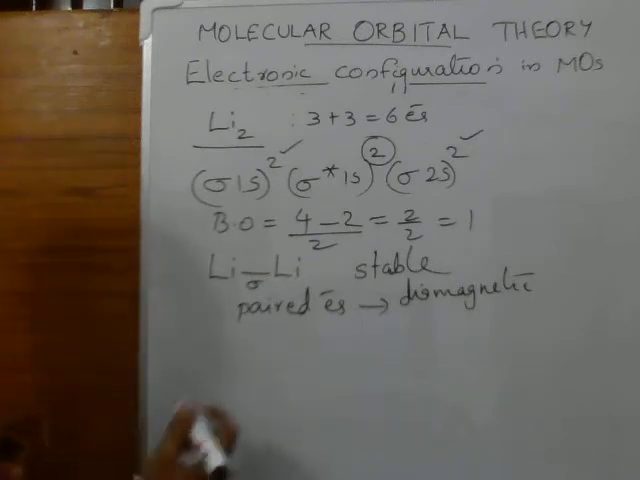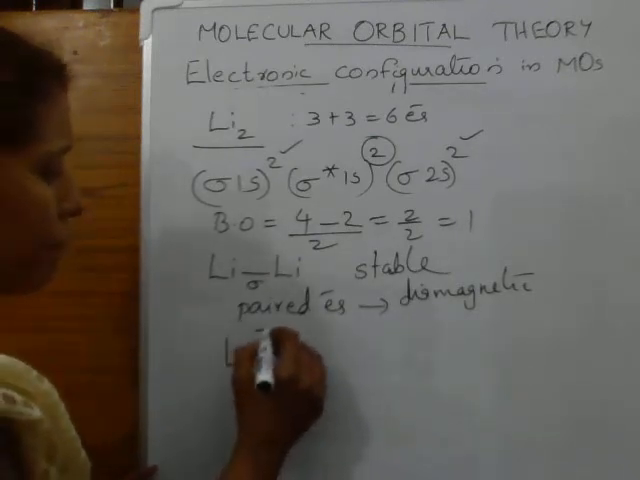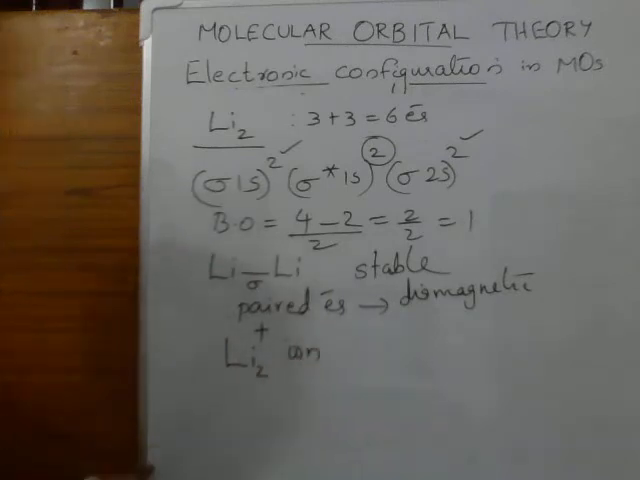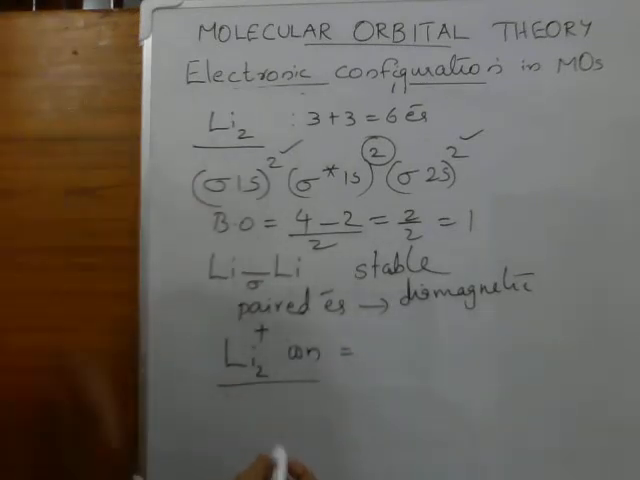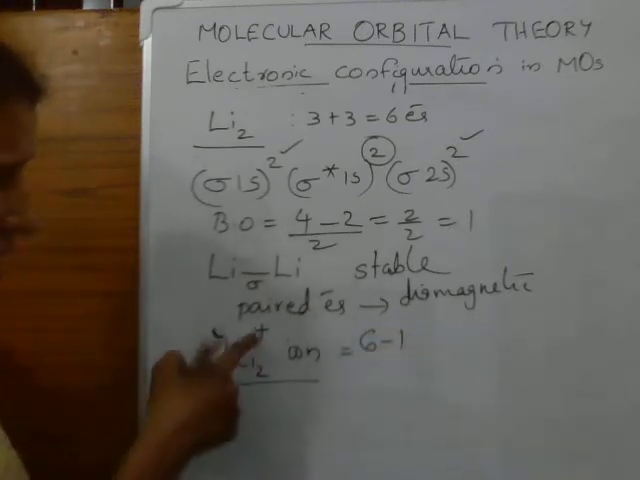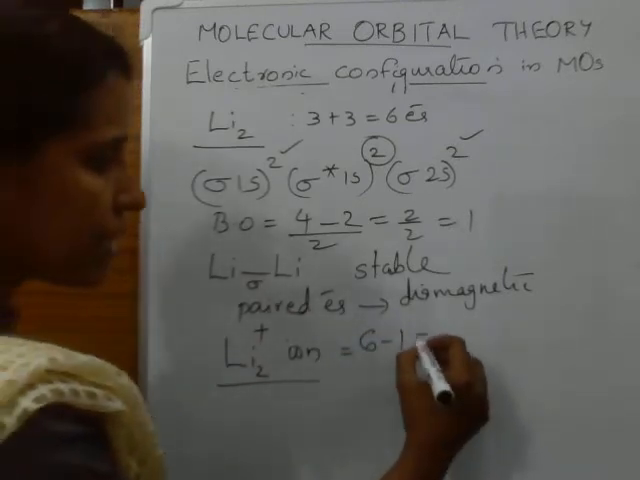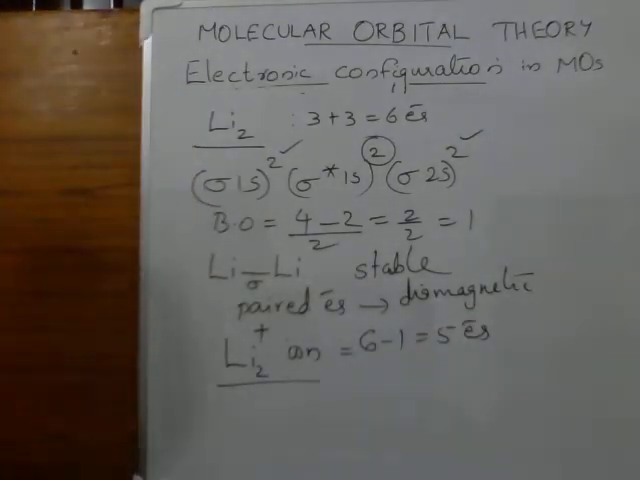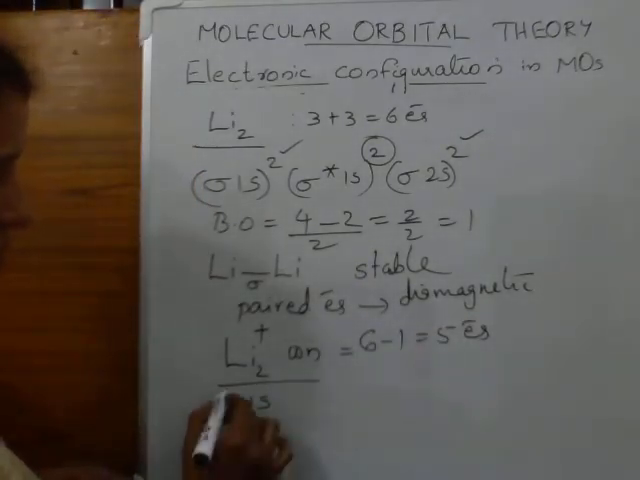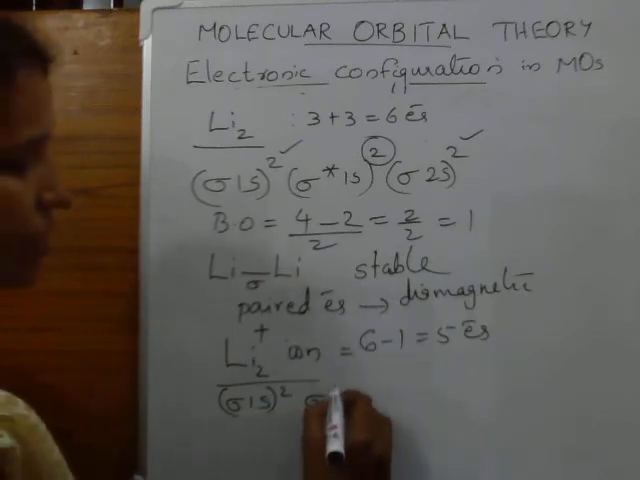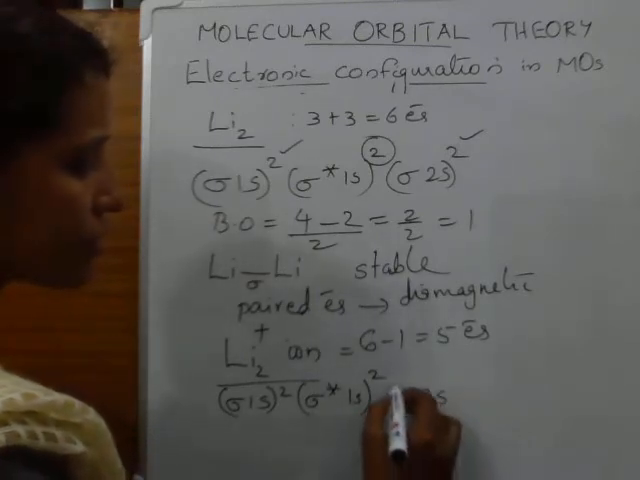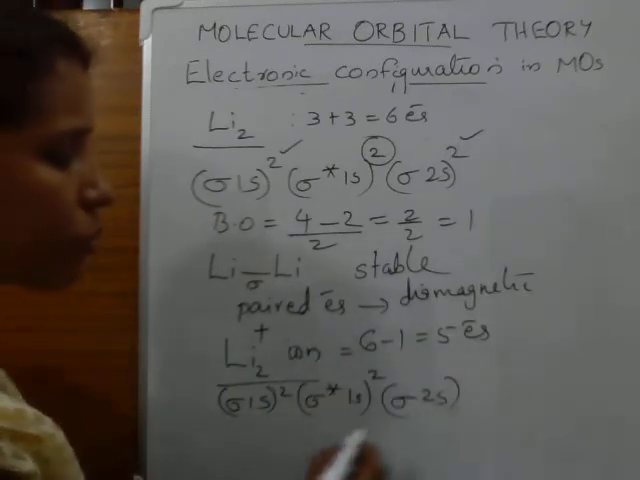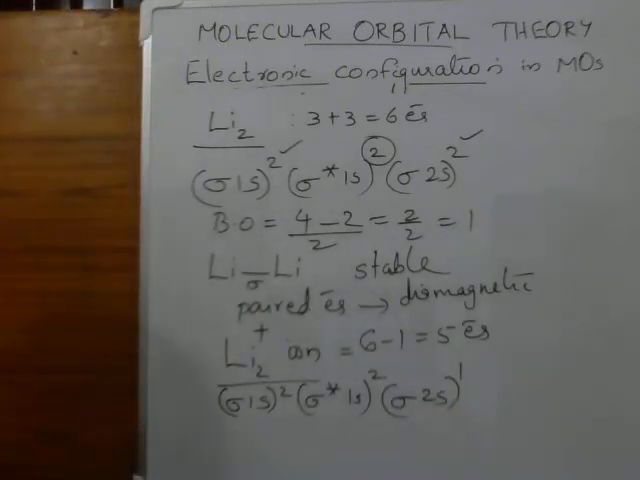If you write the electronic configuration of Li2 plus ion, it contains how many electrons? Lithium molecule contains 6 electrons. Li2 plus, which carries 1 positive charge, contains 6 minus 1, 1 electron less due to the positive charge. It contains only 5 electrons. How to write the electronic configuration? Sigma 1s with 2 electrons, sigma star 1s with 2 electrons. Next we have sigma 2s. 2 plus 2, 4 electrons, no? 1 more electron, that will be in sigma 2s.